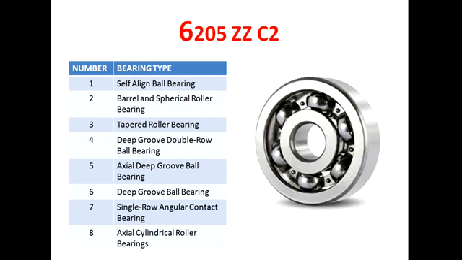We will see the description of the first number. Here the first number is 6. So what does the first number of the bearing describe? The first number of the bearing describes its bearing type. Here 1 describes the self-aligned ball bearing, 2 describes the barrel and spherical roller bearing, 3 describes the taper roller bearing, 4 describes deep groove double row ball bearing, 5 describes axial deep groove ball bearing, 6 describes deep groove ball bearing, 7 describes single row angular contact bearing, and 8 describes axial cylindrical roller bearing.